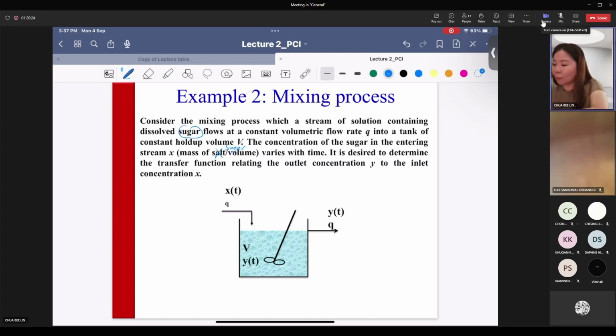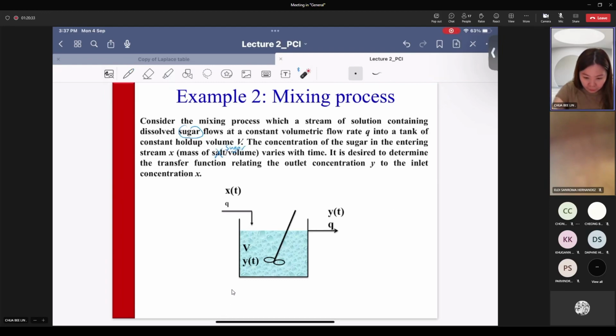Okay. So example 2 is mixing process. We have a mixing process in which a stream of solution containing dissolved sugar flows at a constant volumetric flow rate of Q. So this Q is constant, into a tank with constant hold up, V is constant.